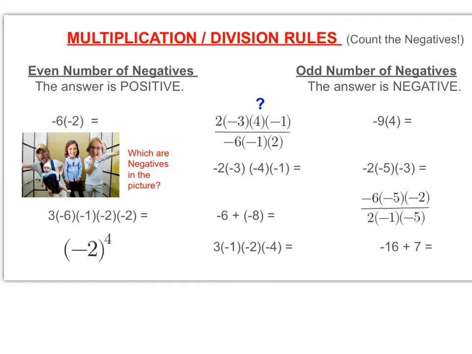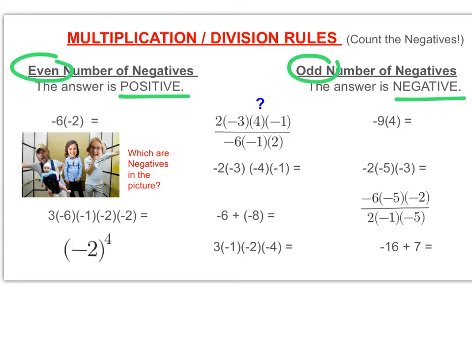Otherwise, you can use this rule, which I like a little bit better. That's if you count the number of negatives in a multiplication division problem. Now, if there's addition and subtraction, you can't use this, but if it's all multiplication division, you can simply count the negatives, and if you have an even number of negatives, then your answer is positive, and if you have an odd number of negatives, your answer is negative. Now, we use that, and we still go back to using our absolute value.